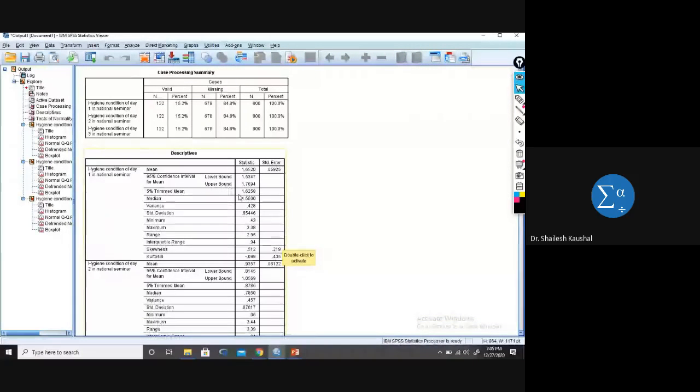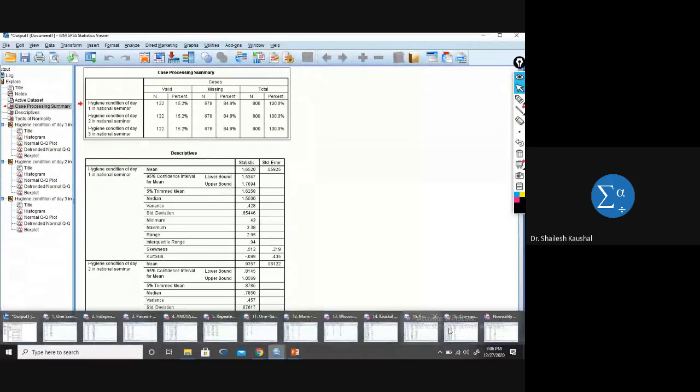Oh, sorry, one mistake. What is the mistake? Here the hygiene condition for day, that is 120 observation, 122 observation, 122 observation. But my actual sample size was 800. Here in the first table you can see 800, 800, 800. Okay. So where is the wrong?